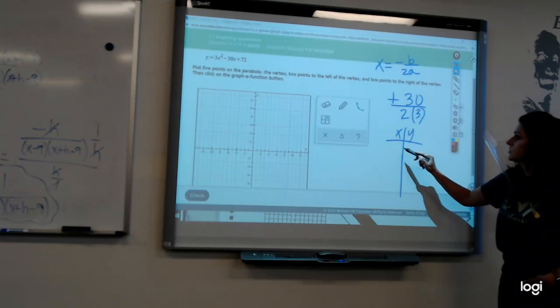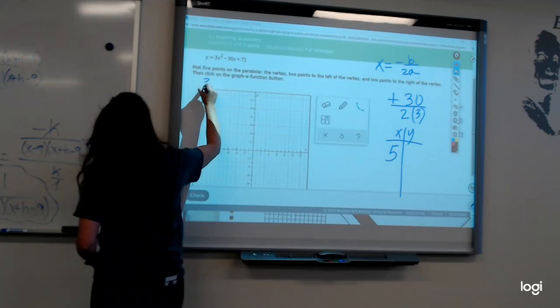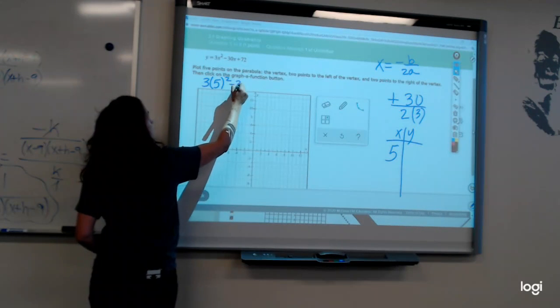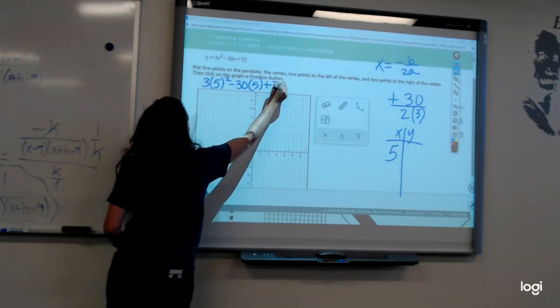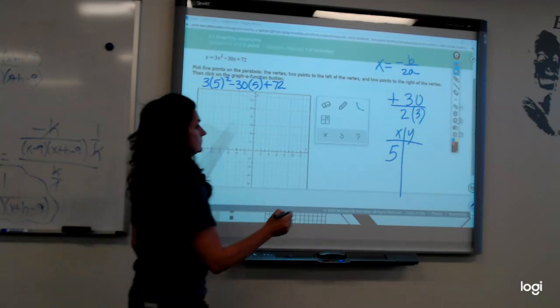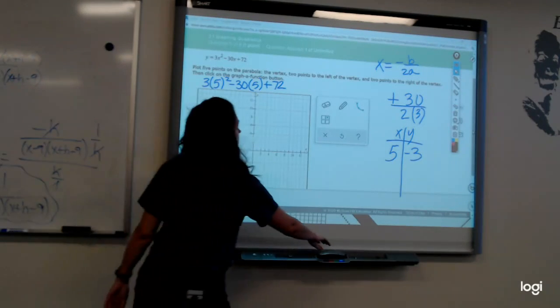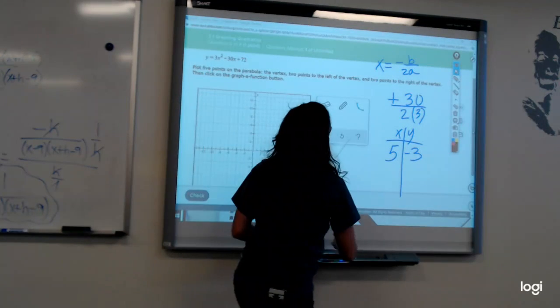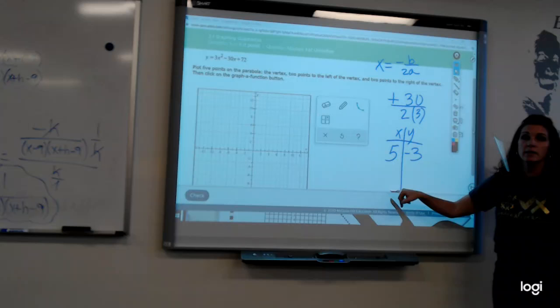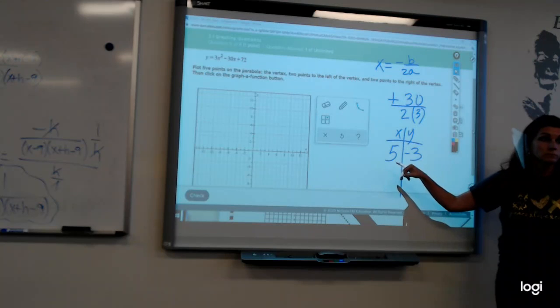All right, that is the first number we're going to plug in. I'm going to substitute it in. So over here, 3 times 5 squared minus 30 times 5 plus 72. Goodness gracious. I got negative 3. Okay. So now you need to choose. Do you want to go 6, 7 or 4, 3? It doesn't matter. 6, 7.